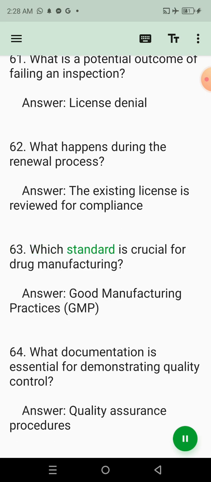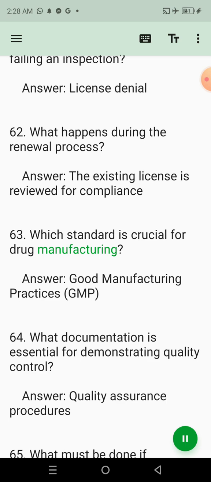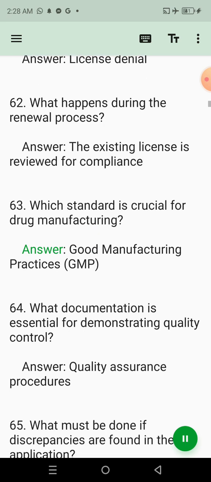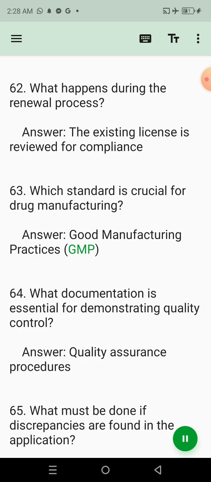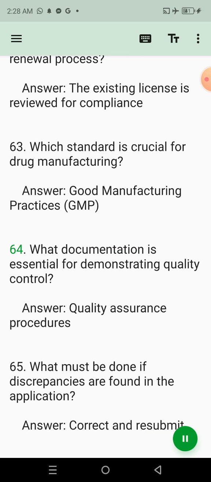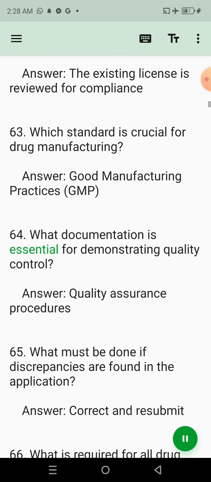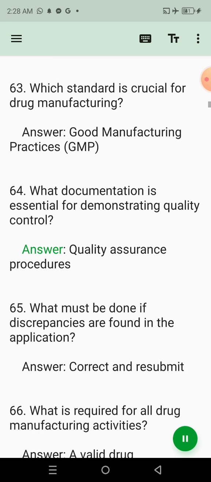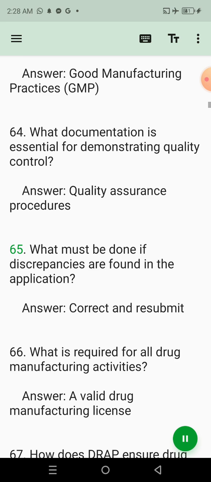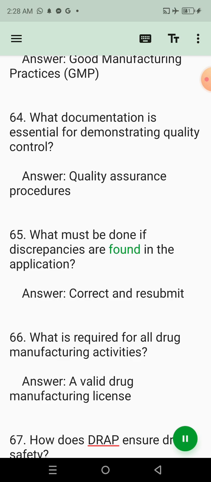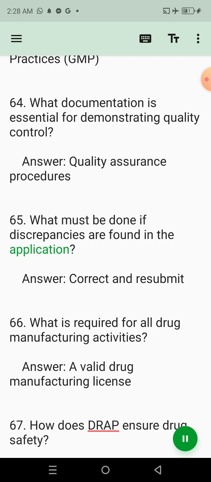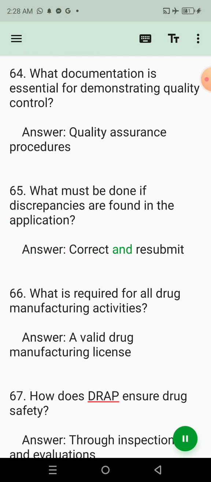63. Which standard is crucial for drug manufacturing? Answer: Good Manufacturing Practices, GMP. 64. What documentation is essential for demonstrating quality control? Answer: quality assurance procedures. 65. What must be done if discrepancies are found in the application? Answer: correct and resubmit.